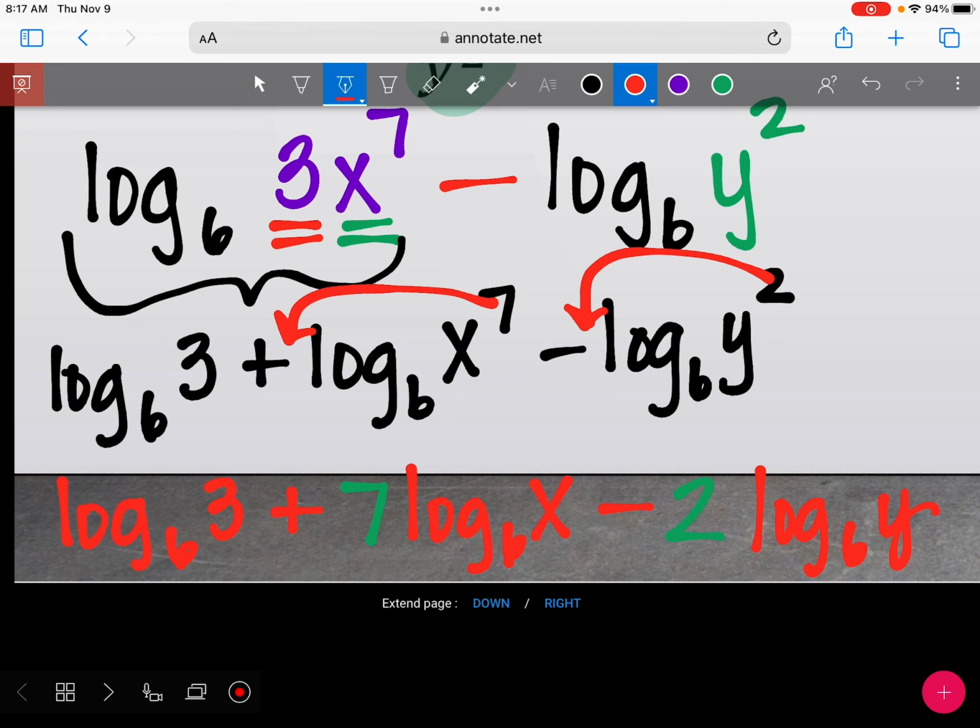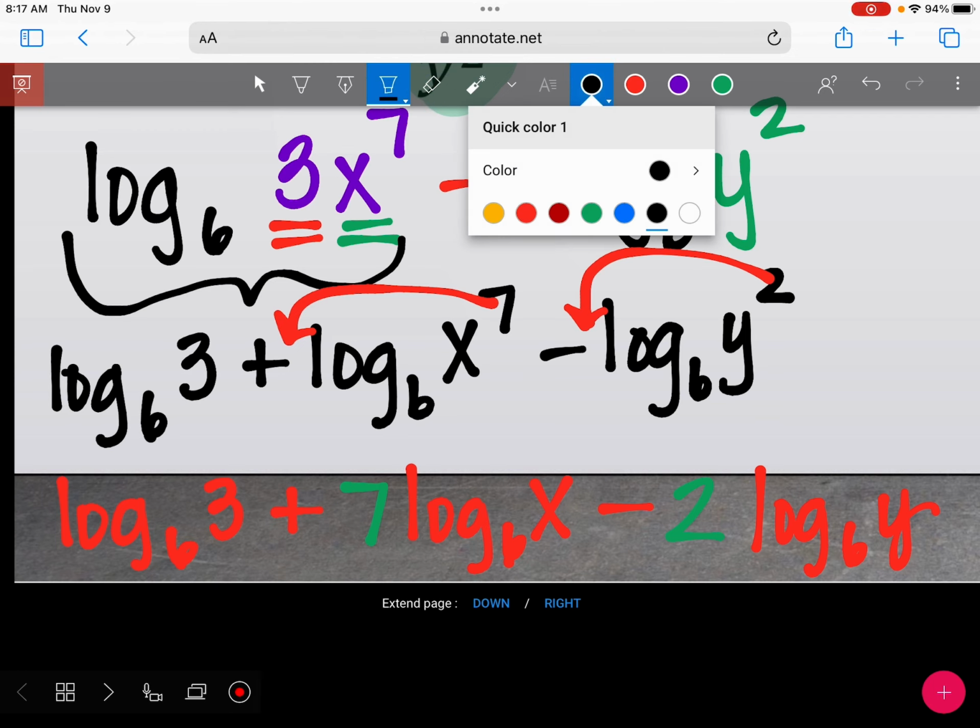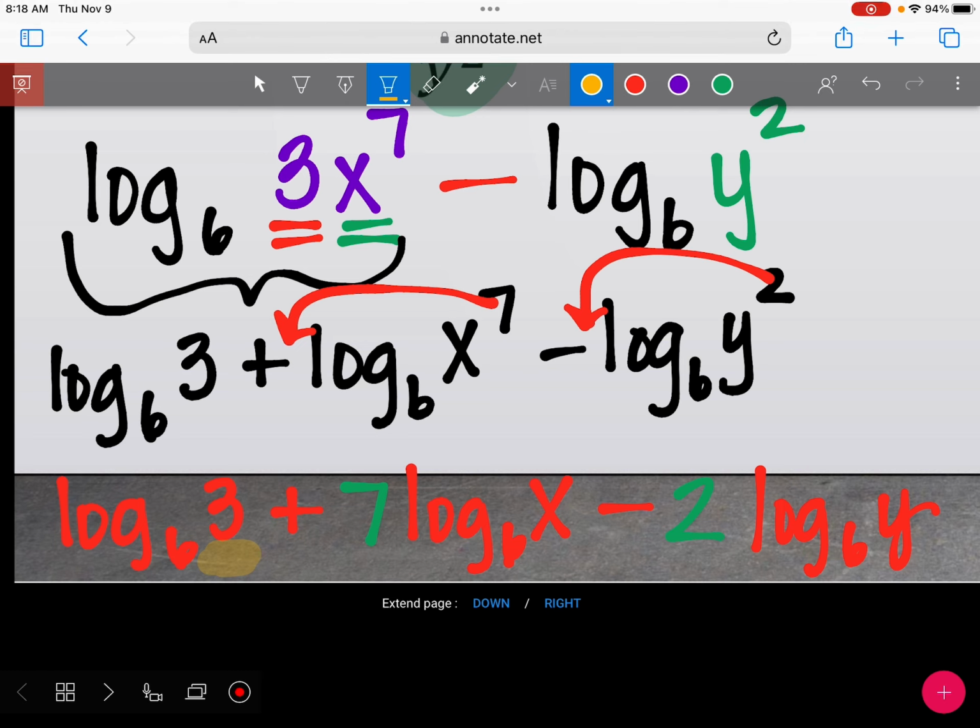All right, any questions about how we expanded that? It's fully expanded when, and when I say terms, I'm looking at each one of my answers, every term is by itself. So the 3 is by itself, the x is by itself, and the y is by itself. Each term has its own logarithm. That's fully expanded.